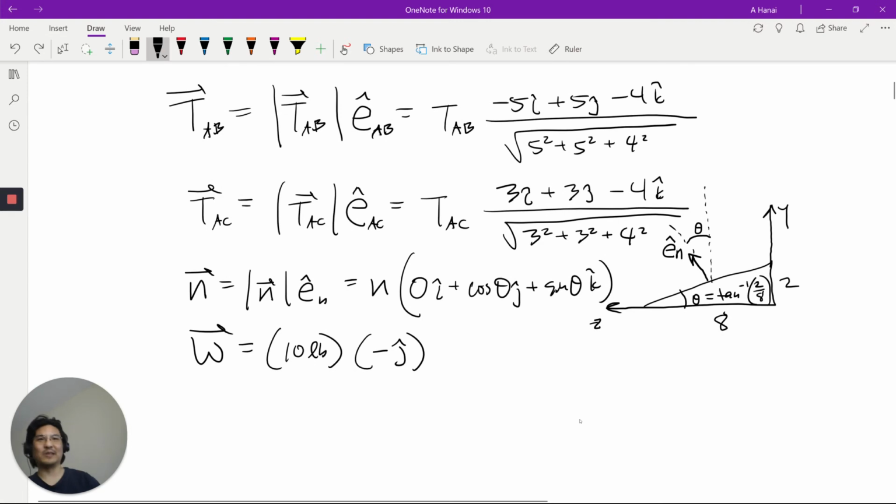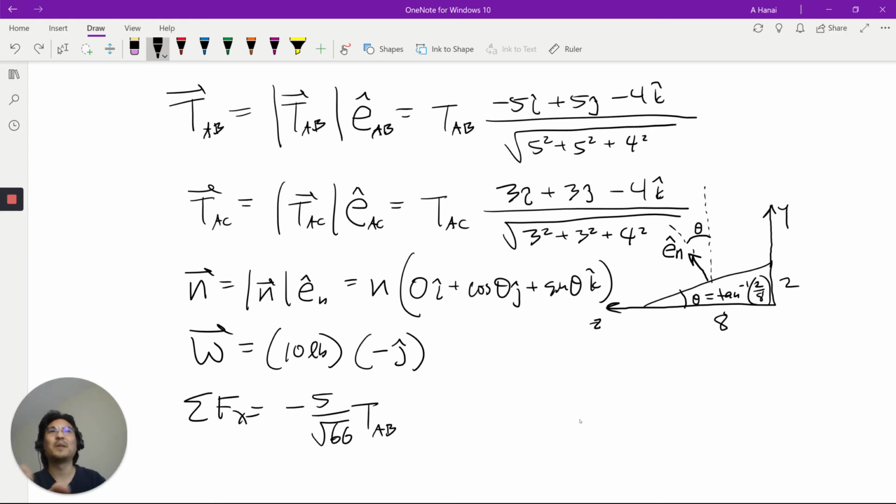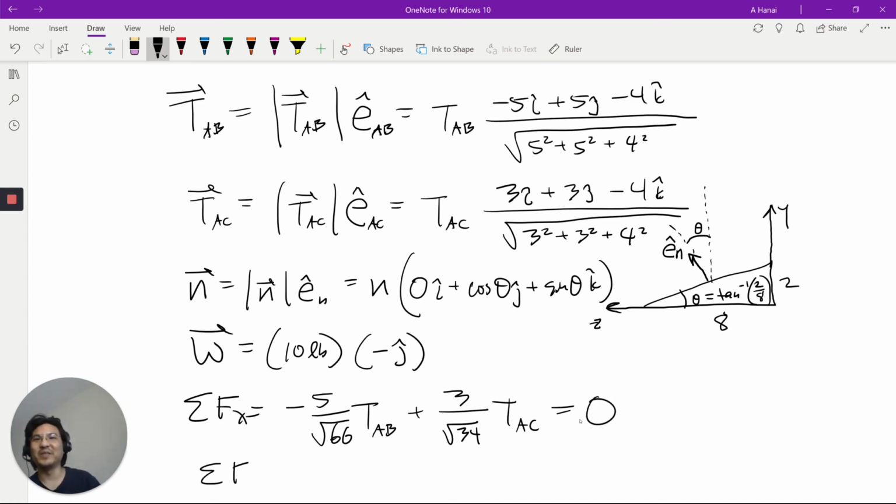Now we just write Newton's laws decomposed, right? So in the x direction, you take this x component. So that's negative 5 over 66, TAB, right? So that's the x component of this plus the x component of this. So that's 3 over 34. Okay, and then the x component of this, which is 0, and the x component of this, which is 0. Right, so you see how it works now. Then you do the same for y, same for z, right?